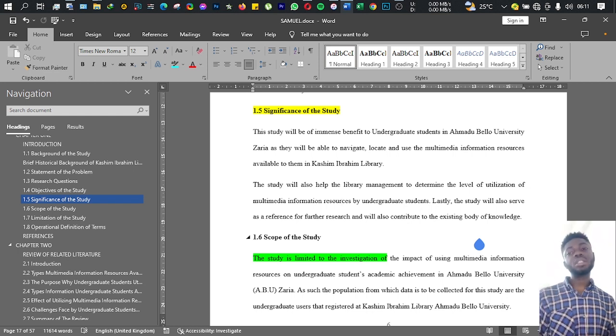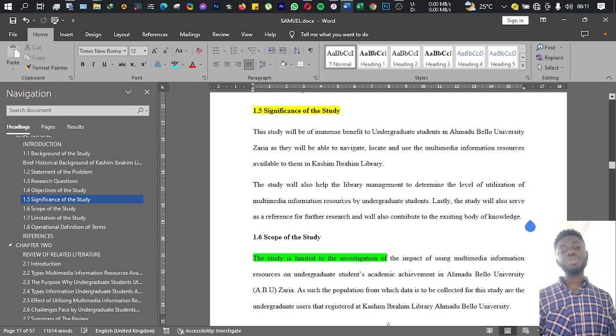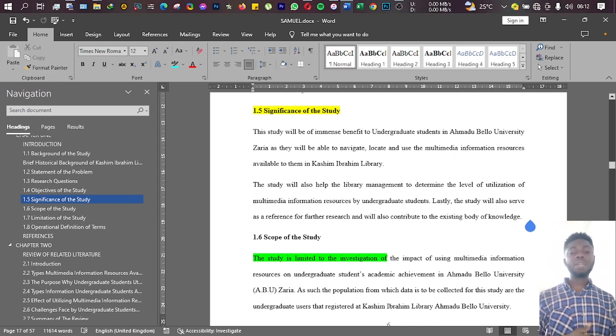So in this case, undergraduate students, and also what? The library management. Your own might be patients, it might be people with disability, it might be people across 2 different campuses, just about anything, right?